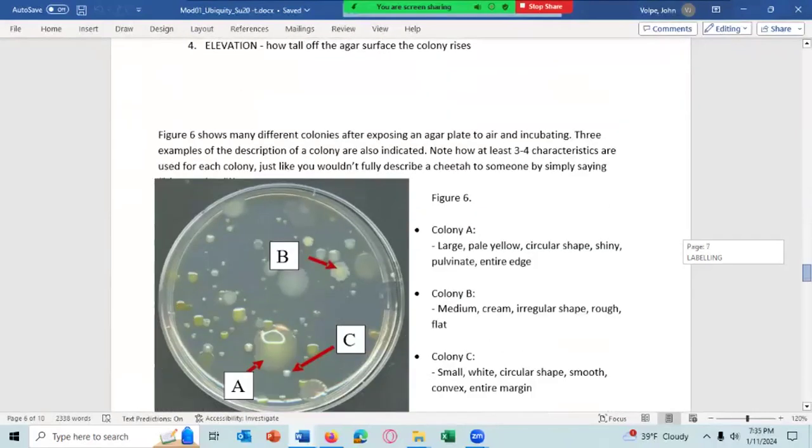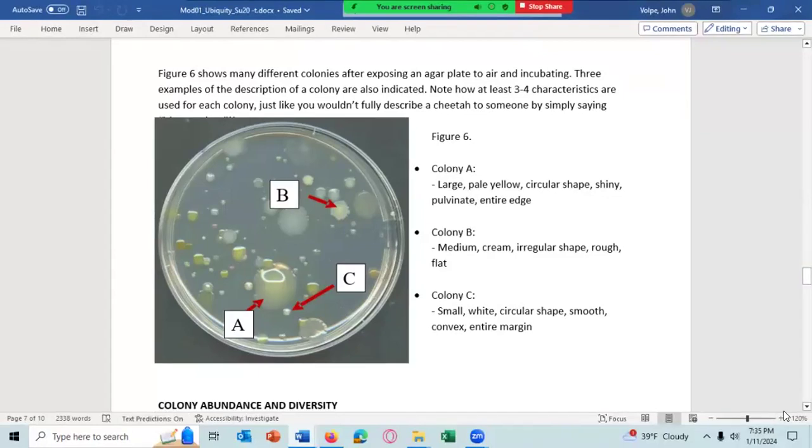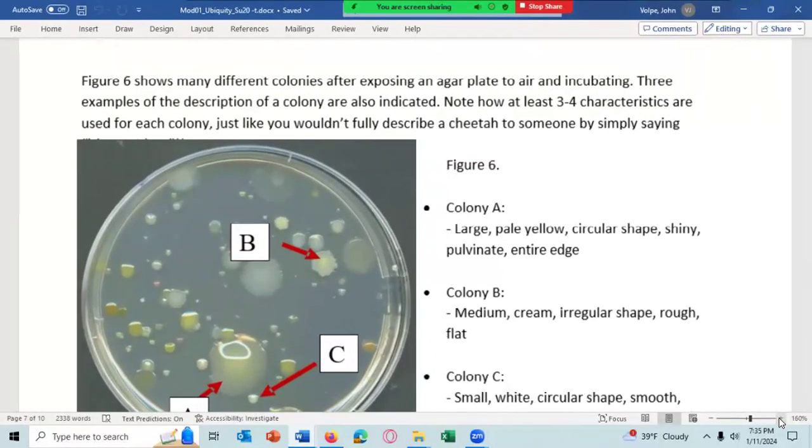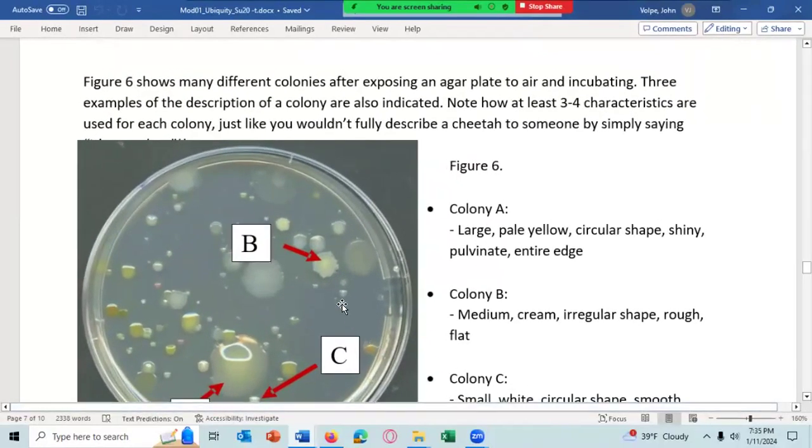Let's take a look at this plate here. Let me blow it up a little bit. Colony B is opaque. So is this colony here. You can't see through them. This colony there is translucent, and that one there is probably translucent as well. There are no transparent colonies on this plate.